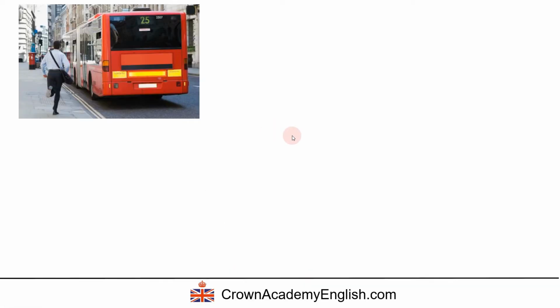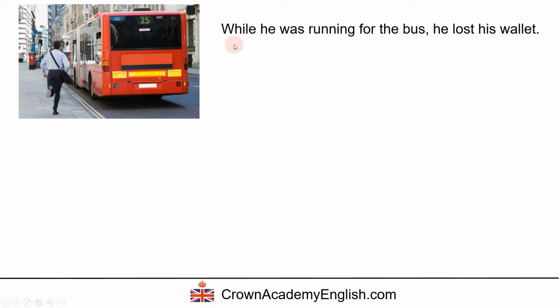Let's look at a sentence. While he was running for the bus, he lost his wallet. Okay, so this sentence is grammatically correct. There is no problem with this sentence, but it is quite long. This part particularly is quite long. Let's make it shorter. Running for the bus, he lost his wallet.